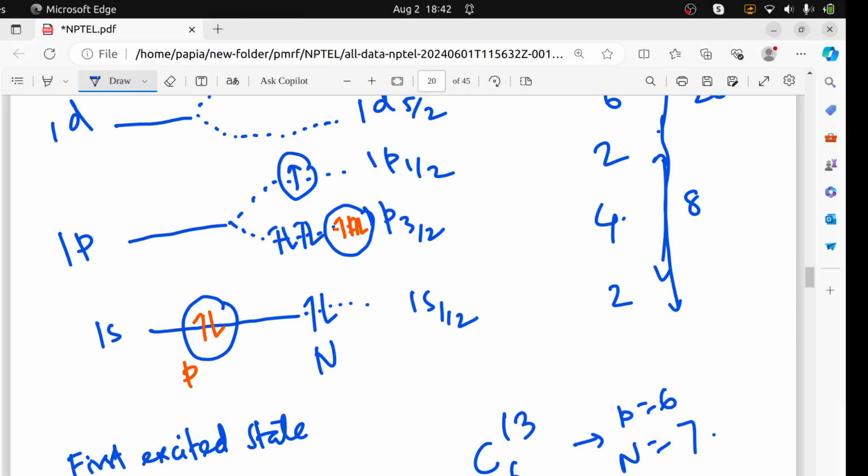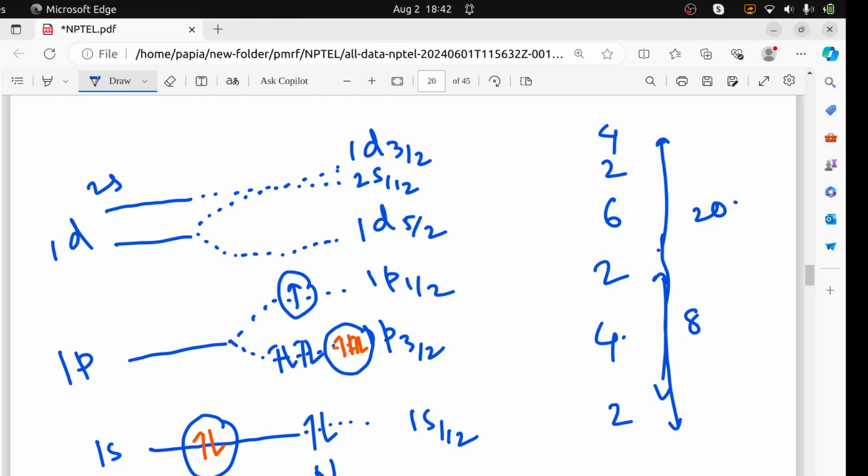So if we are putting some external energy to this nucleus, what will happen? This lonely nucleon can go to the upper state, because it is loosely bound. It is not that strongly bound. So this will go to the upper state. Upper state means, let's say this is going here. So the last neutron will go to the next higher nuclear shell.